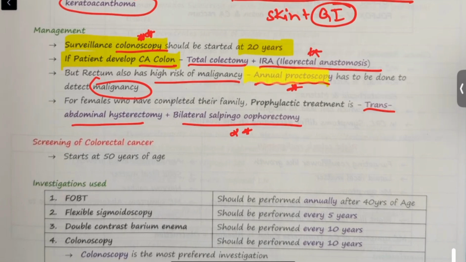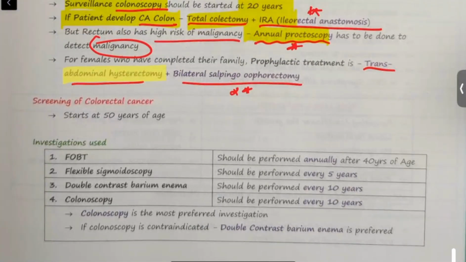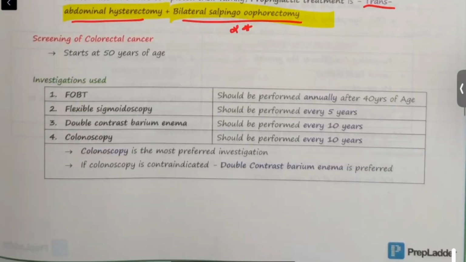Okay, and for that reason even after total colectomy and ileorectal anastomosis we will have to go for annual proctoscopy. Okay, and for females abdominal hysterectomy and bilateral salpingo-oophorectomy is done. So after this, how can we screen for colorectal cancer?